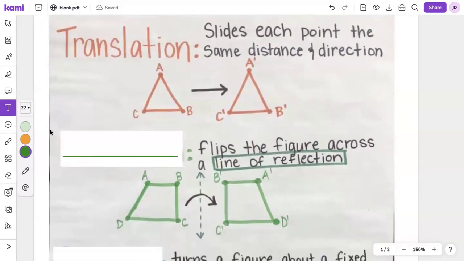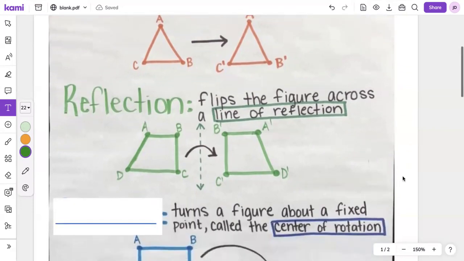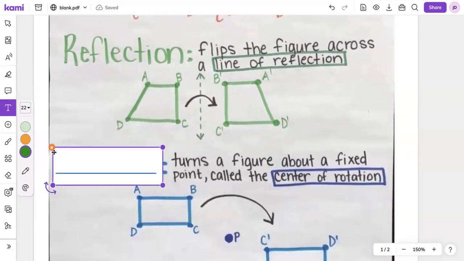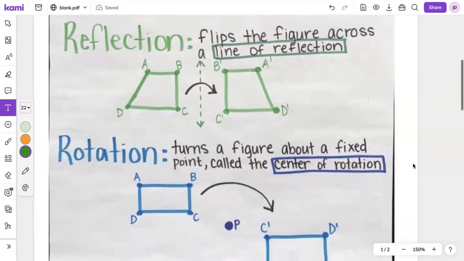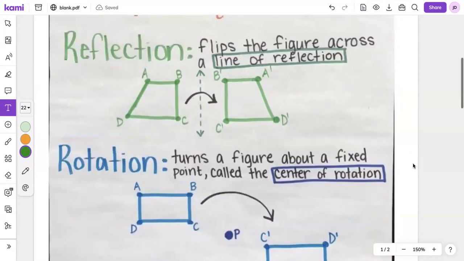Then we have a reflection, which flips the figure across a line of reflection. This is like you're looking in a mirror. What you'll notice is that everything is kind of the opposite in this, but the shape is still the same, the size, everything is the same. And finally, we have a rotation, which turns a figure about a fixed point called the center of rotation. So this is a little turn, a little twist. And those are your three rigid motions.